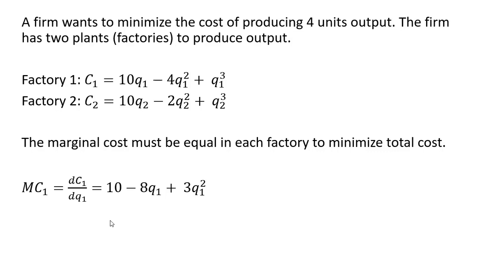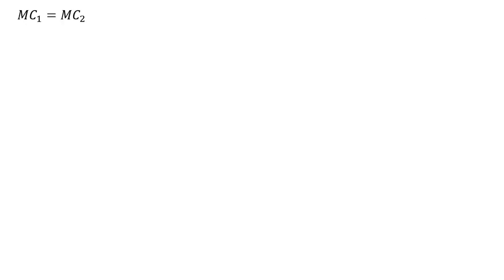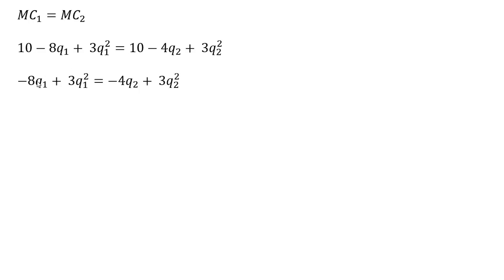Okay, and we get the marginal cost in plant 2. We get the following derivative result. And then in our next step, we're going to just set both of these equations equal to one another. So setting marginal cost in plant 1 equal to marginal cost in plant 2. We're going to simplify this a little bit. You'll notice the 10s here cancel.